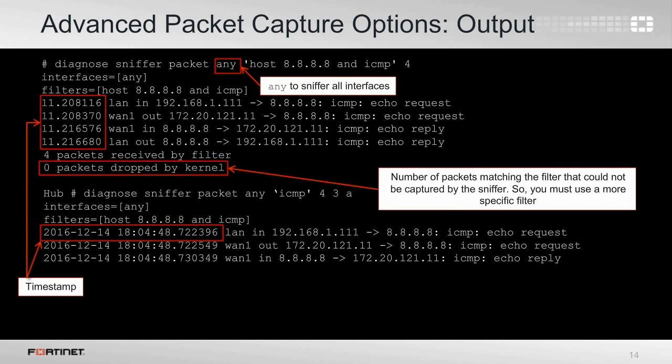To sniffer traffic in all interfaces, use the keyword any as the interface name. Stop the sniffer by pressing Ctrl-C and check for dropped packets. If there were dropped packets during the sniffer, it means that not all the traffic that matched the sniffer filter could be captured. So, you might need to capture the traffic again, using a stricter filter or with a reduced amount of traffic to capture.